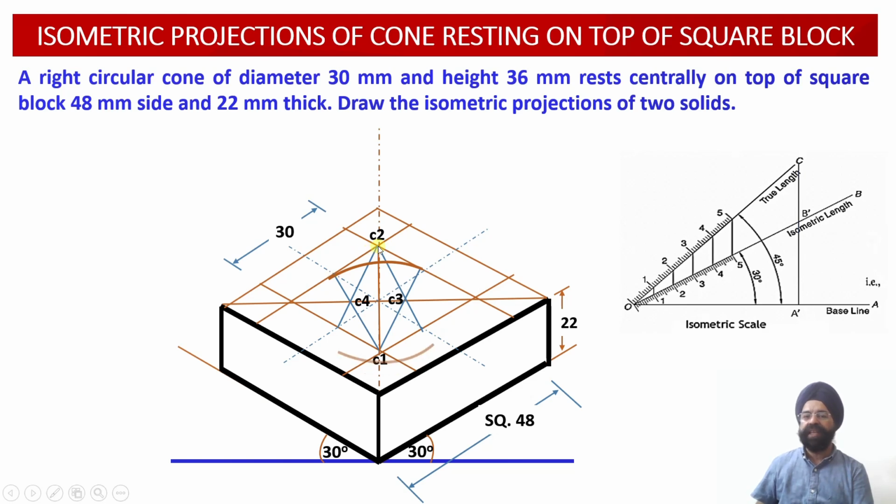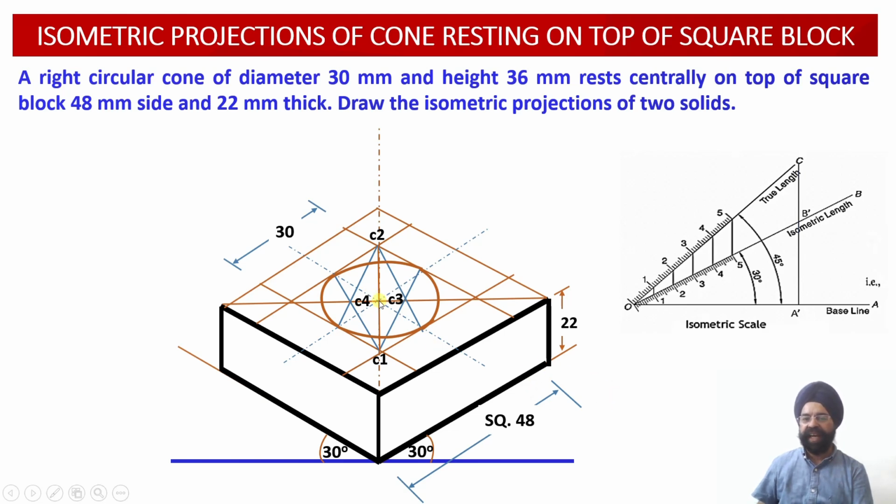Similarly, with C2 as the center, what is my radius now? Radius is this one. So I have drawn the second arc. Then with C3 as the center, these are my radii which are equal, and then I will be drawing the third arc. Then this is my fourth center, C4. So this is my radius. With C4 as the center, open the compass this much and draw the fourth arc. So this completes the base of the cone.